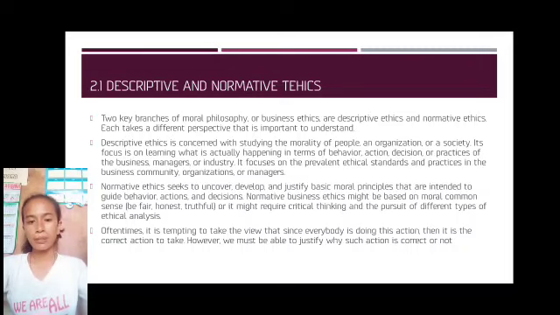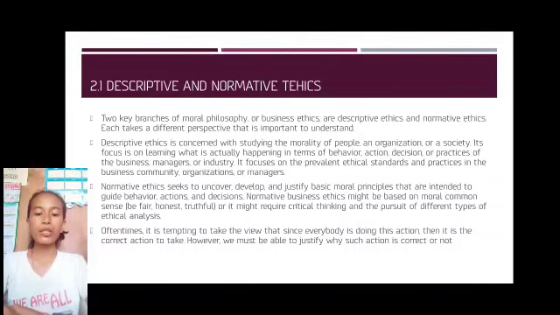An example of descriptive ethics is that all people are created equal and are seen as equal in the eyes of the law. Normative ethics seeks to uncover, develop, and justify basic moral principles that are intended to guide behavior, action, and decision. Normative business ethics might be based on moral common sense, be fair, honest, truthful, or it might require critical thinking and the pursuit of different types of ethical analysis.